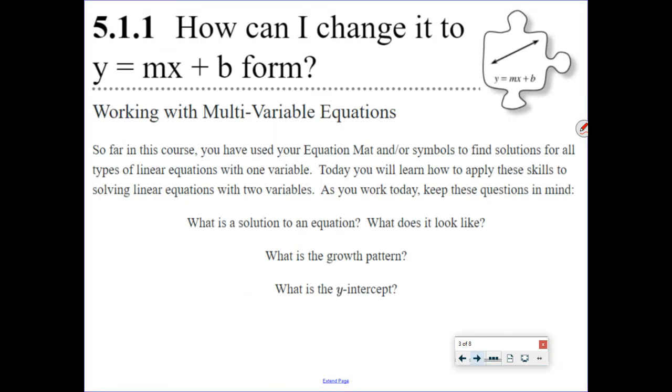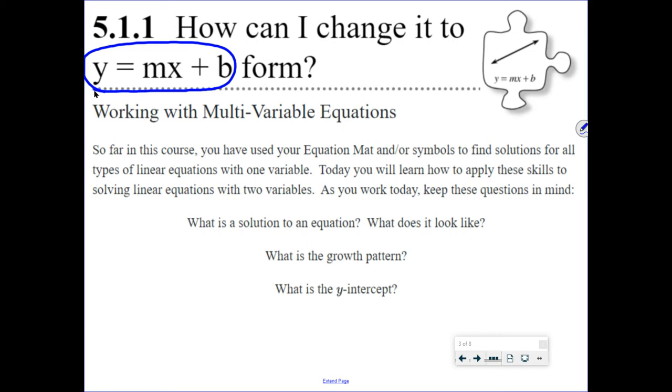So here we go. How can I change it into y equals mx plus b form? By the way, you may very well have a quiz very soon about y equals mx plus b. So please remember all the things that y and m and x and b represent. Remember that thing we did before? You might have a quiz very soon, so make sure you prepare for that.